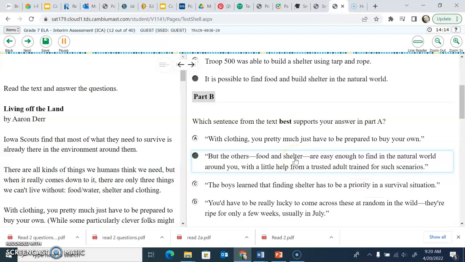You have to go through this process of thinking that helps you to arrive at your answer. So let's try some of these part A, part B questions together.